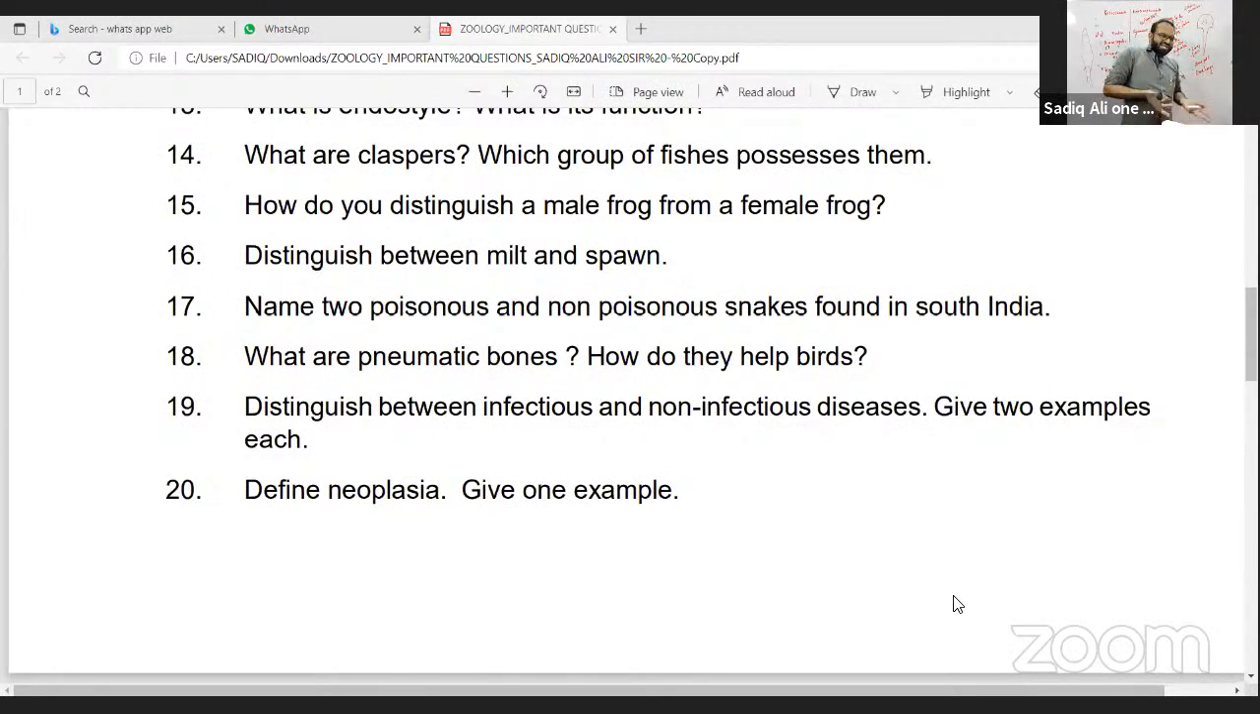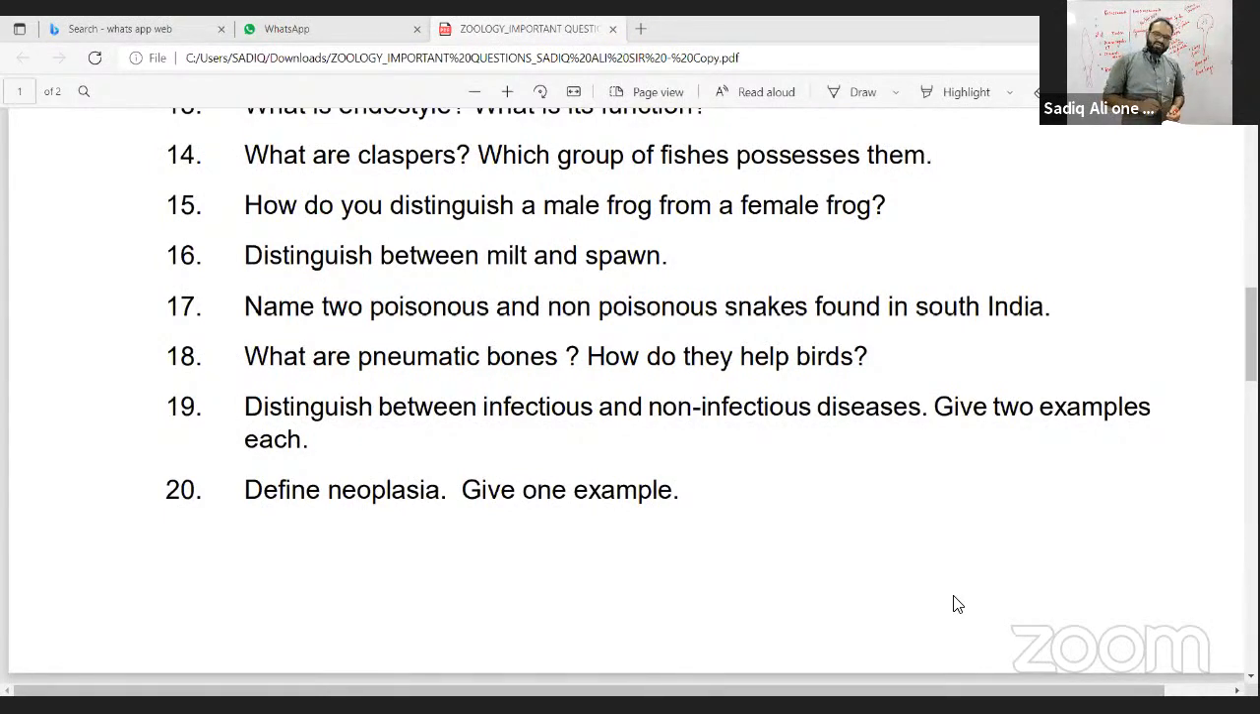How simple it is. They help in easy flight. See, I repeat one more time. Pneumatic bones are the bones with air cavities. Students, important question. Okay, next. Pneumatic bones reduce the weight of the bird and help in easy flight. Right.